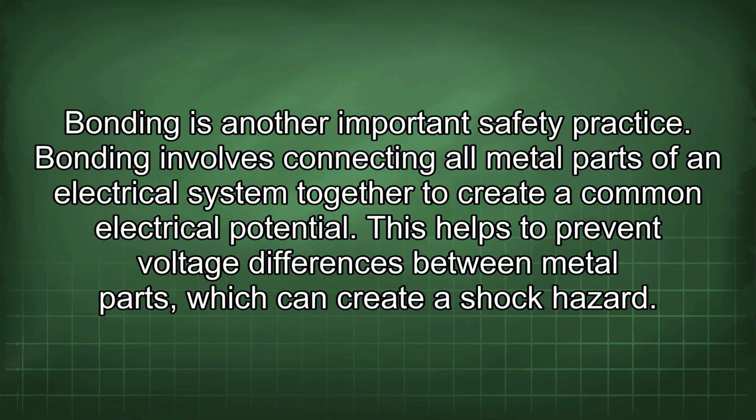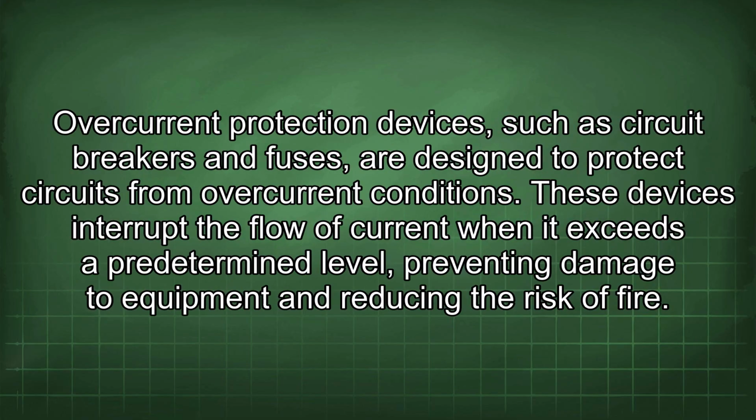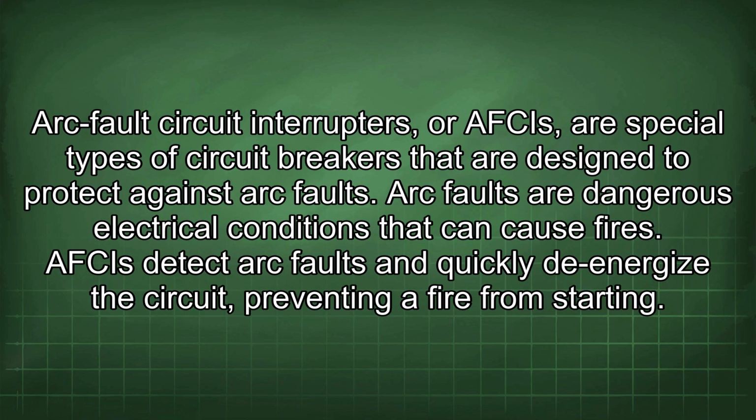Bonding is another important safety practice. Bonding involves connecting all metal parts of an electrical system together to create a common electrical potential. This helps to prevent voltage differences between metal parts, which can create a shock hazard. Overcurrent protection devices, such as circuit breakers and fuses, are designed to protect circuits from overcurrent conditions. These devices interrupt the flow of current when it exceeds a predetermined level, preventing damage to equipment and reducing the risk of fire. Arc fault circuit interrupters, or AFCIs, are special types of circuit breakers that are designed to protect against arc faults.